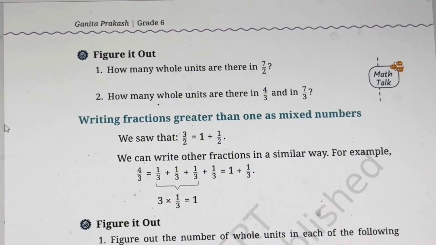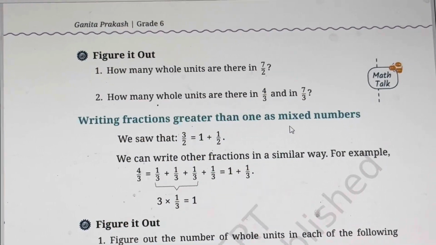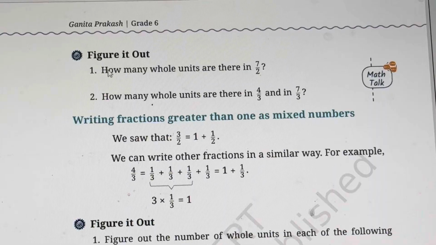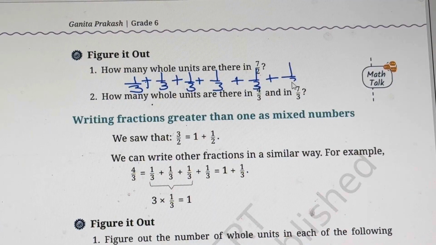Now if we look at question number 2, how many whole units are there in 4 upon 3 and 7 upon 3? Right. Both the denominators are same. So what I'll do, I'll write 7 times 1 upon 3 and we can deduce both. So 1 upon 3 plus 1 upon 3 plus 1 upon 3 plus 1 upon 3 plus 1 upon 3 plus 1 upon 3 plus 1 upon 3. 1, 2, 3, 4, 5, 6, 7 times we have written. Now we will write both the answers from this.